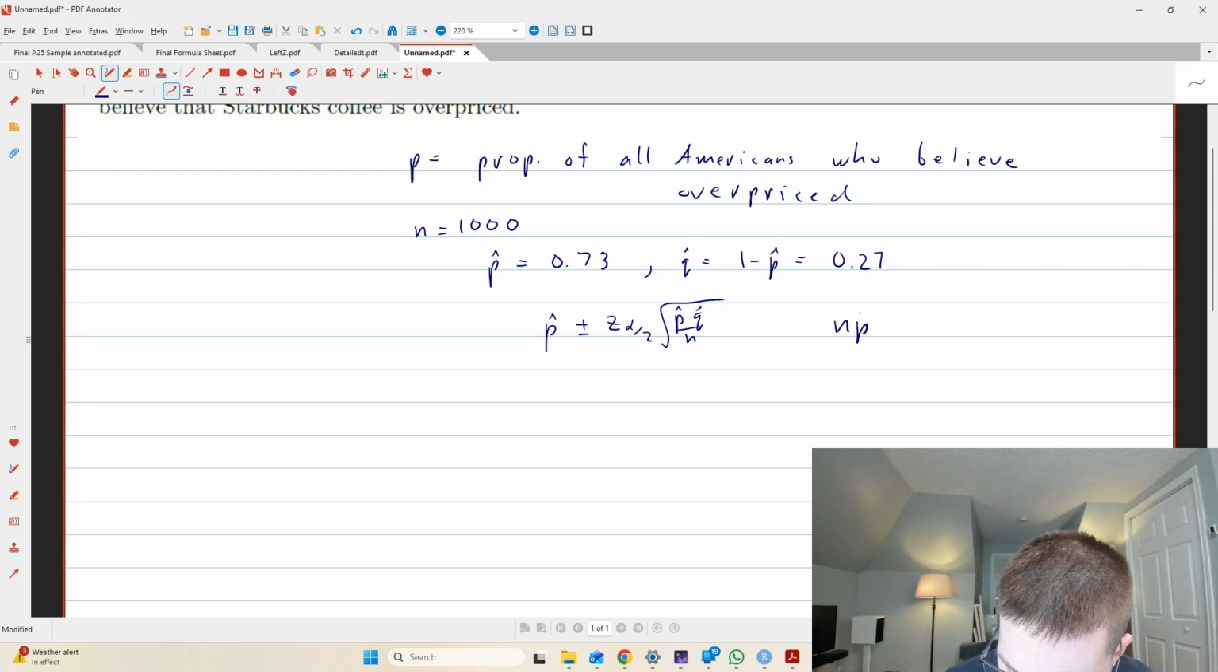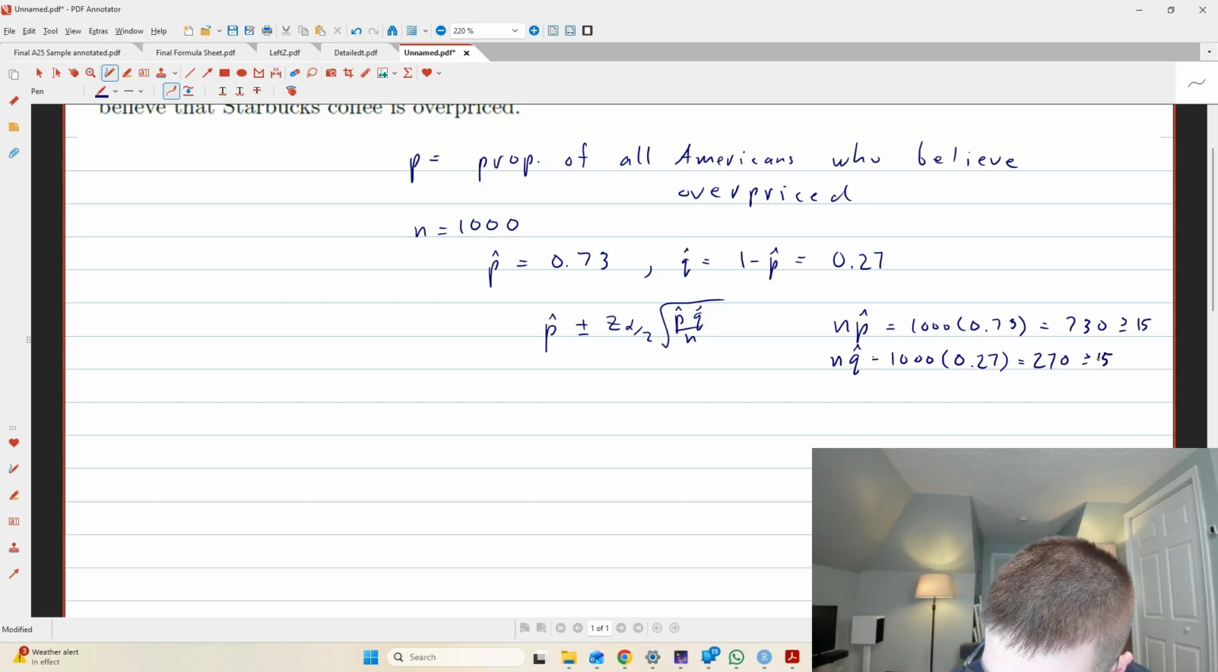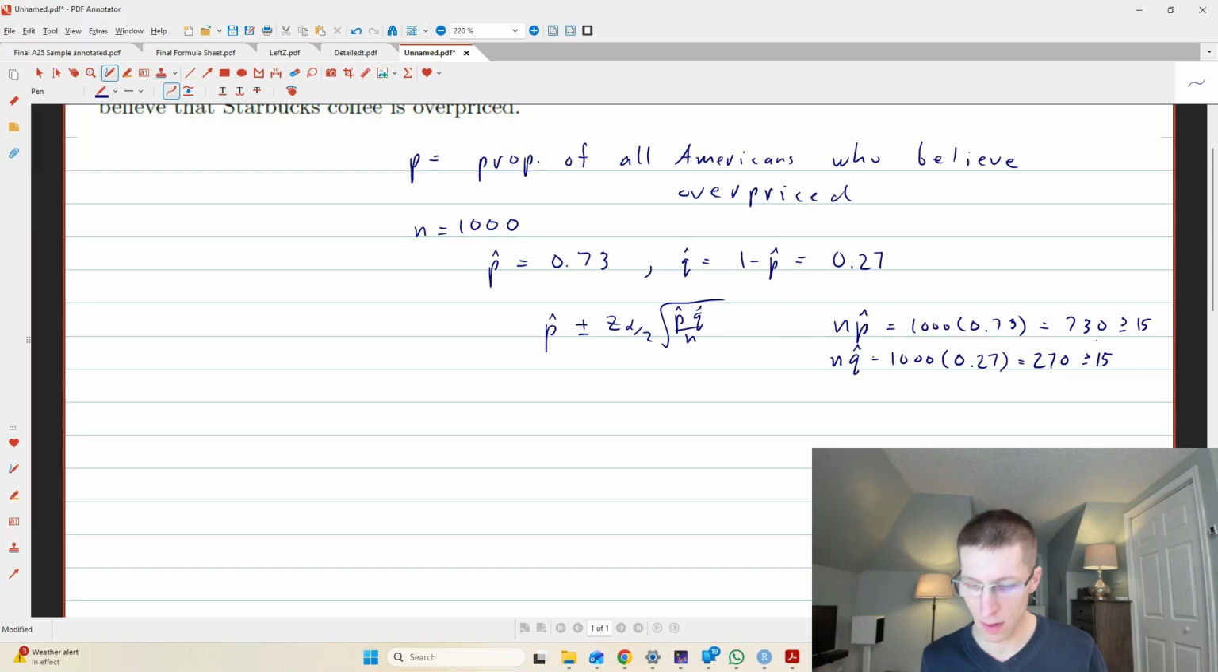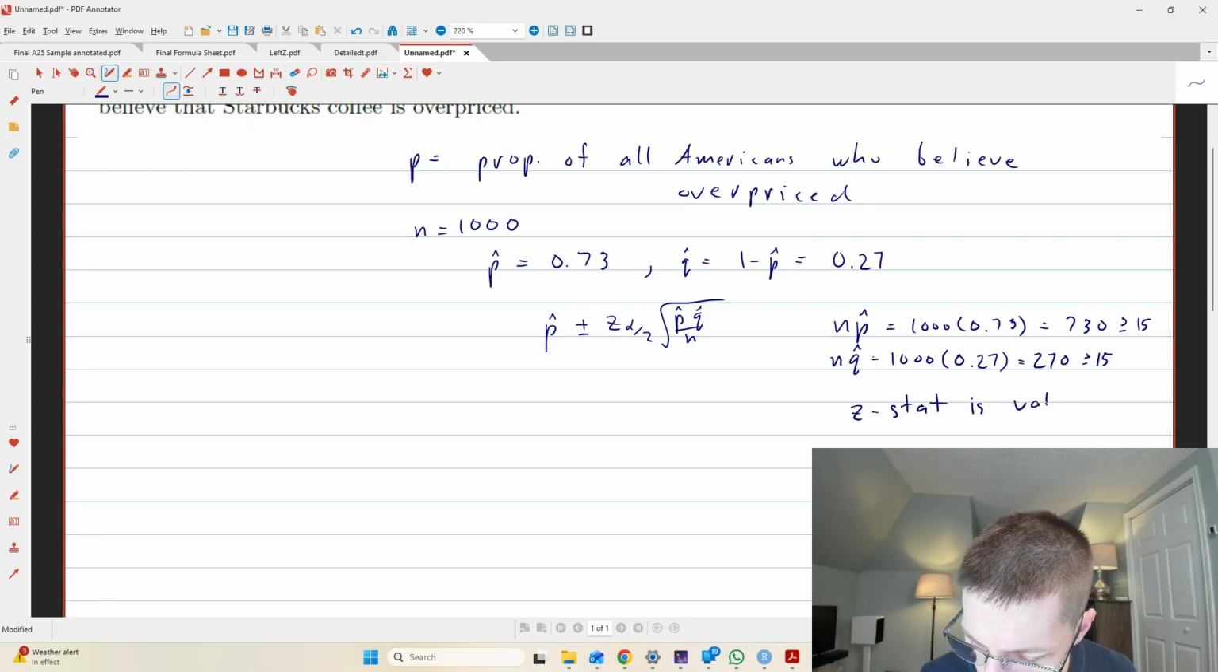So let's just check that. N P hat is 1,000 times 0.73. So that 730 is certainly bigger than or equal to 15. And N Q hat, 270, is also bigger than or equal to 15. So therefore, the Z statistic is valid. And so we can indeed use this formula.